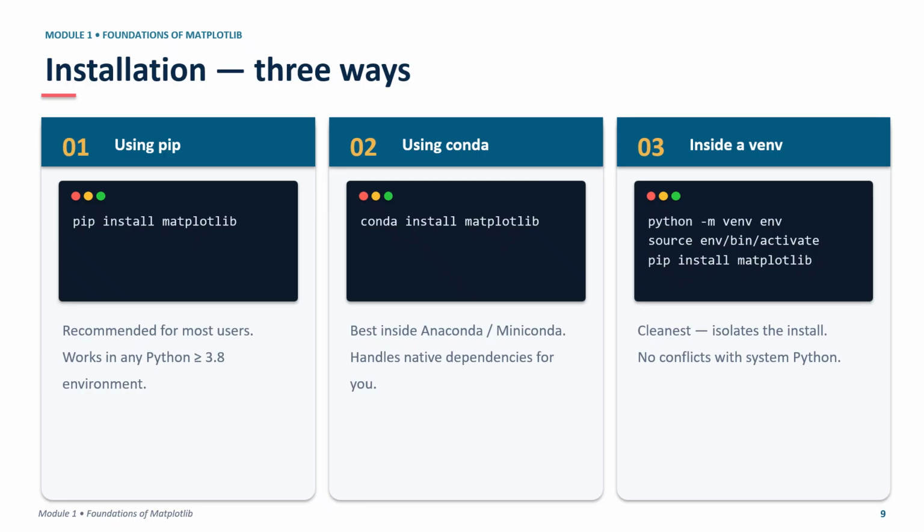A virtual environment is an isolated Python installation. The command is python -m venv env. This will create an isolated environment called env. Next, source env/bin/activate activates the virtual environment. And if you are using Windows, then you can use env/scripts/activate. Next, you can install your Matplotlib library with pip install matplotlib, which installs Matplotlib only in this environment.